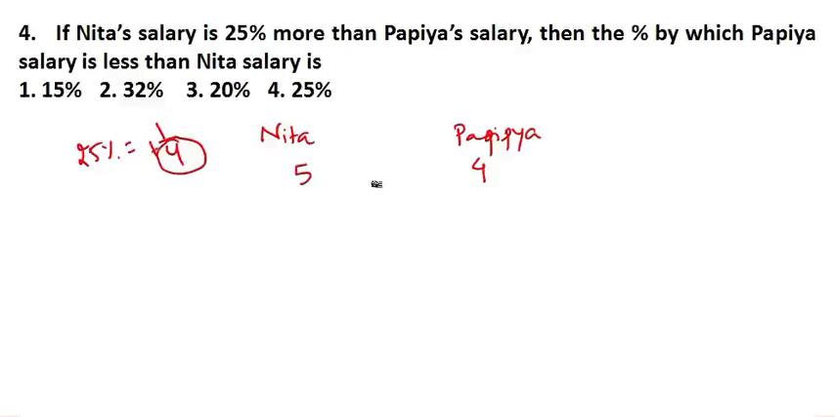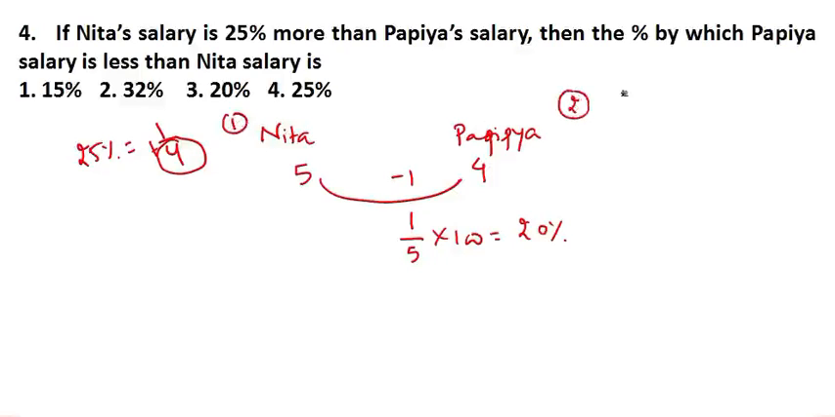Now it is stating by what percent Papya's salary is less. Papya's salary is less than Nitya's by how much percent? Here you can see the difference is 1. 1 on what? On 5 into 100. So you get 20%. Means Papya's salary is less than Nitya's by 20%. This is method 1. Now what is method 2?